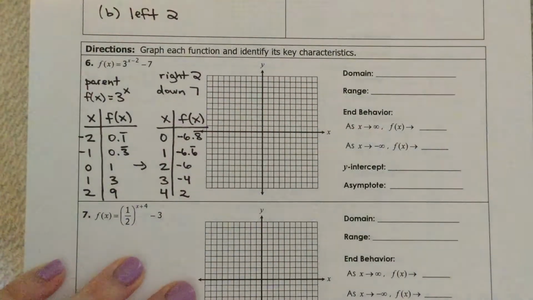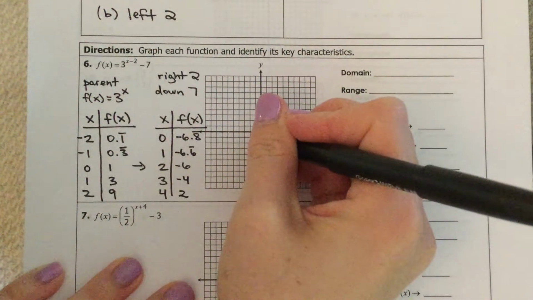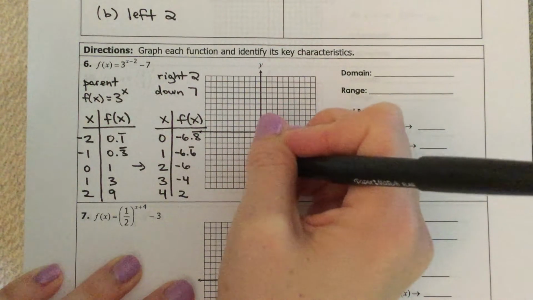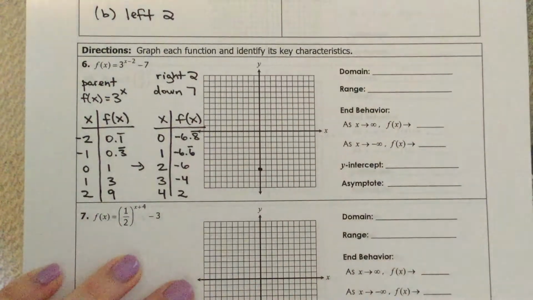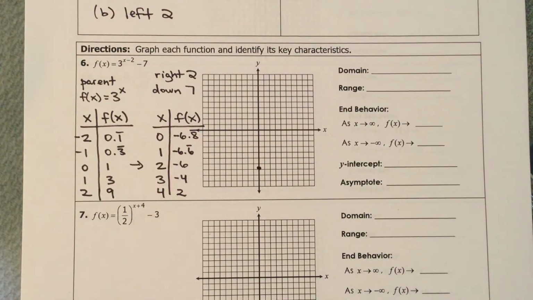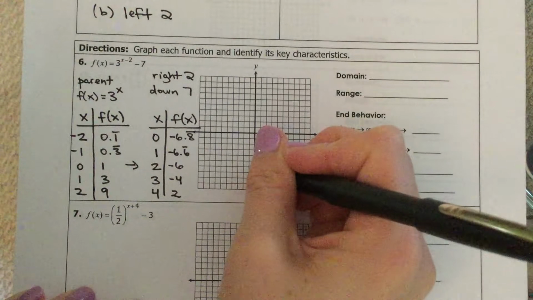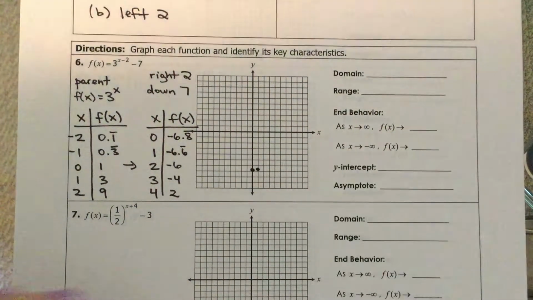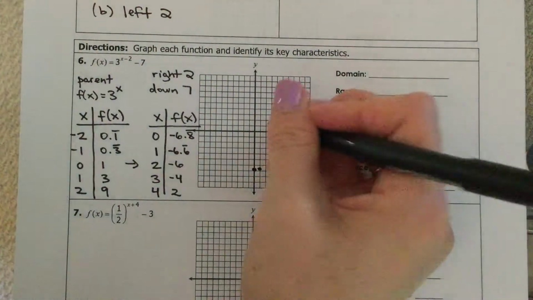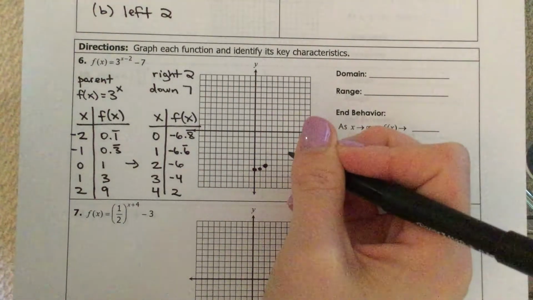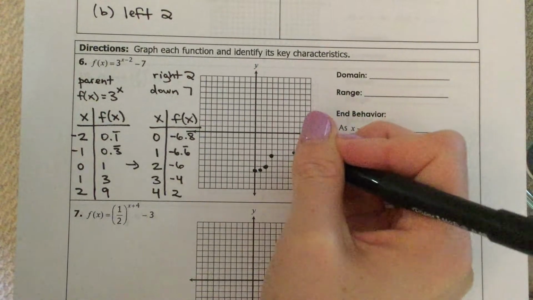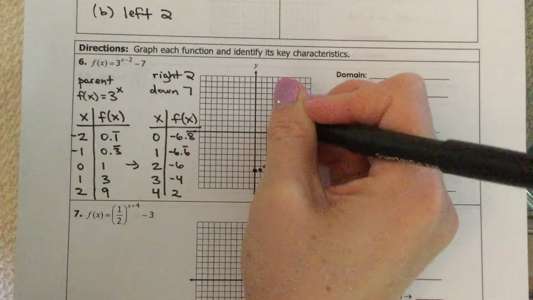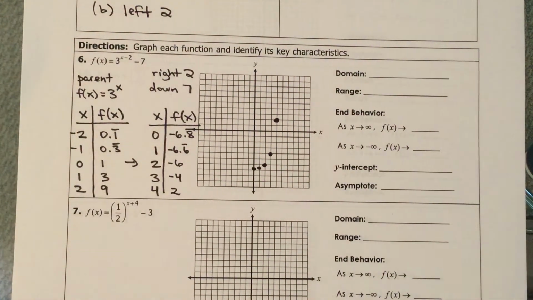So 0, negative 6.8 repeating. So I'm going down 1, 2, 3, 4, 5, 6, almost to 7. So really, it'll be hard to tell that you're not touching the 7. 1 is at negative 6.6 repeating, so just the tiniest bit higher. 2 is at negative 6. 3 is at negative 4. And then 4 is at 2. So you can see the exponential growth happening. It's getting very large very quickly.